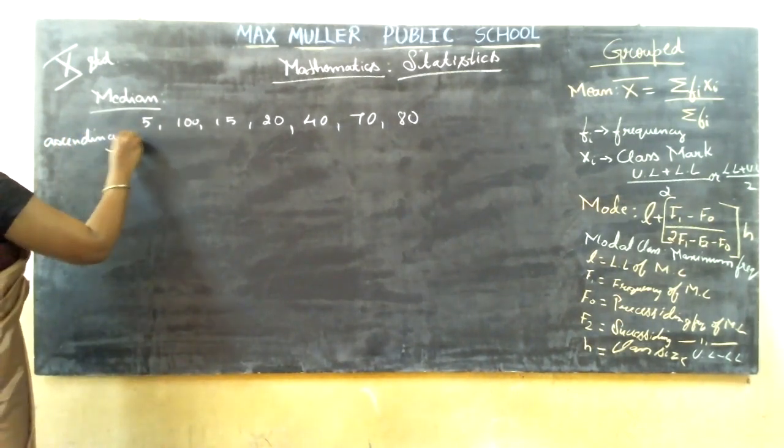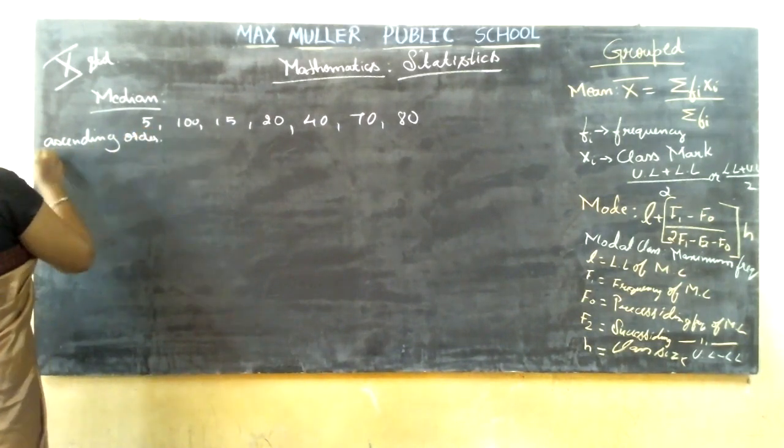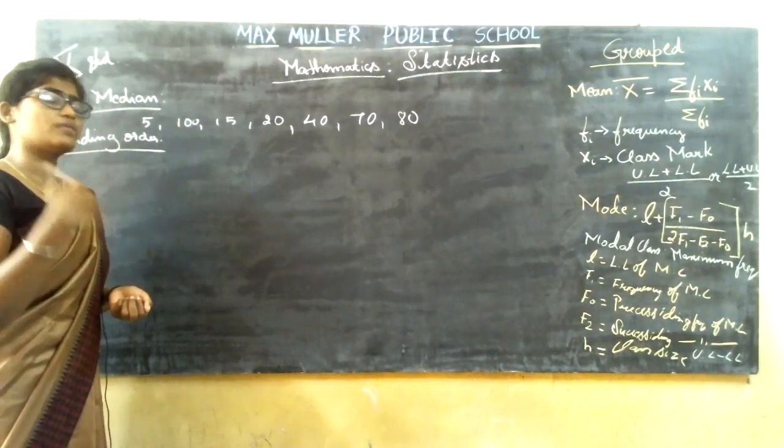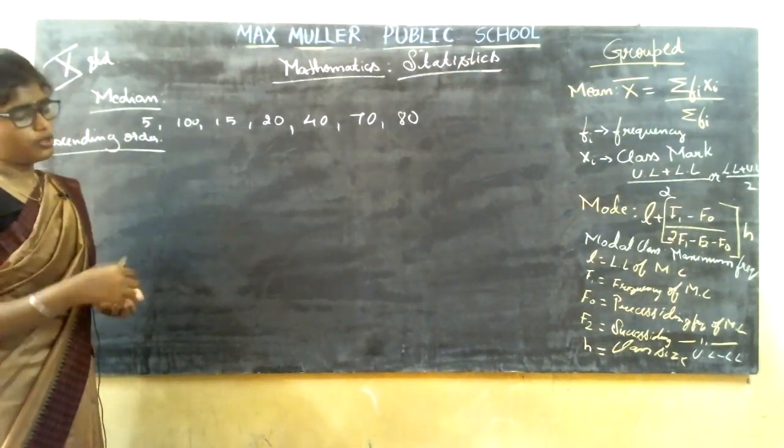Ascending order is smaller to bigger. Descending is the opposite, bigger to smaller. Descending is bigger to smaller. Ascending is smaller to bigger.